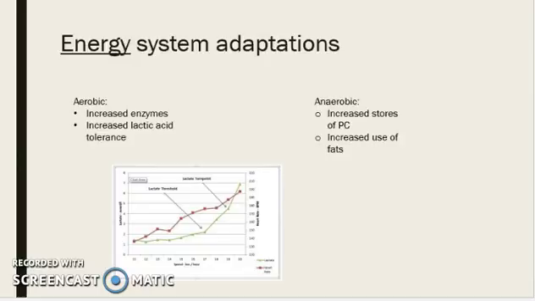Also, anaerobically, there is increased use of fats for energy, which is a long-lasting source of energy, which again is useful for football as it goes on for the full 90 minutes, and you need to have energy for all of that. And also for a quick burst of energy, for anaerobic, there are more stores of PC, phosphocreatine, which allows big bursts of high intensity exercise. So if you're a striker, you can run quickly when needed past the defender to get in on goal.